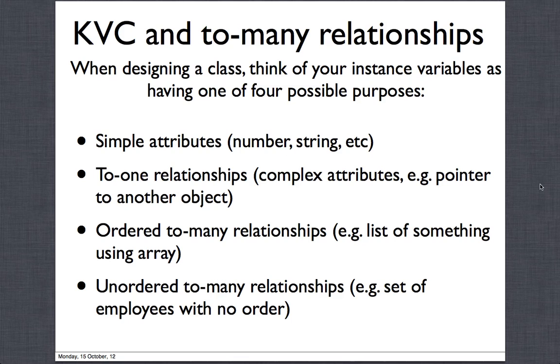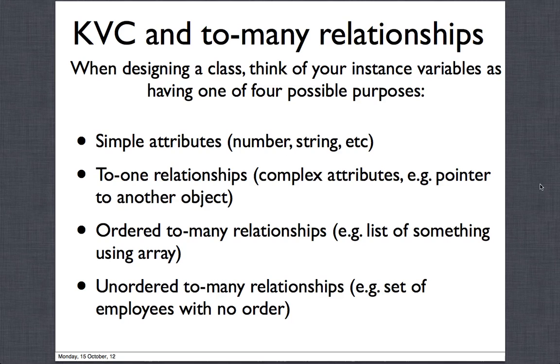Now, when you design your class and you create a new variable, you create instance variables, you have one of 4 possible purposes for that variable. It could be a simple attribute. It could be something which is represented by a simple data type, like a number or a string. So in our example last time, the person had a name and a race. That is just a string and a number. That is a simple attribute.